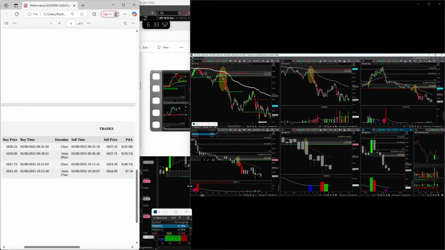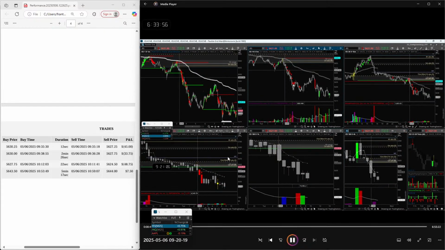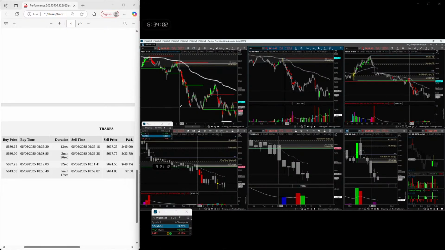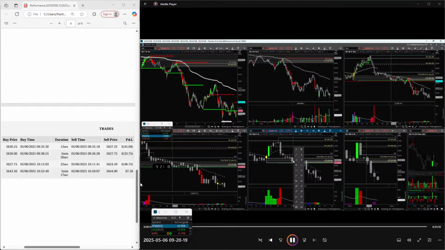let's see if I followed my plan is the question, right? So the thing is that we need to have a level. We need to see rejection of that level, and we look for an entry. That's pretty much it. So first trade comes in at 35.